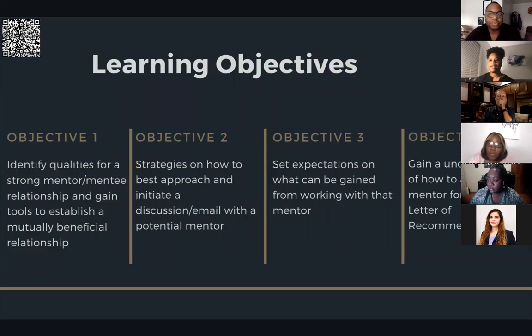Strategies on how to initiate this approach. So, how to cold email a potential mentor and what things to say. We're setting expectations on what you can gain from working with that mentor. And then lastly, understanding how to ask a mentor for a strong letter of recommendation, whether that's for residency, medical school, wherever that may be for you.